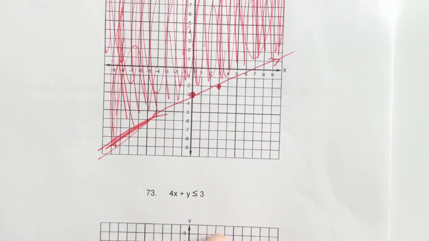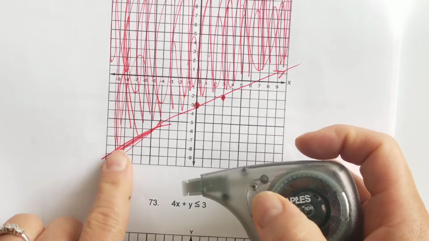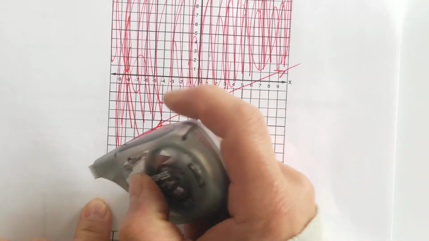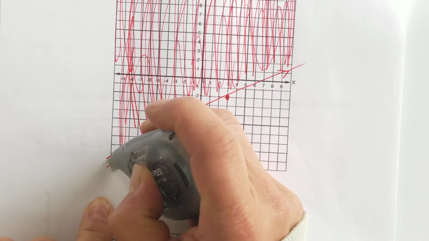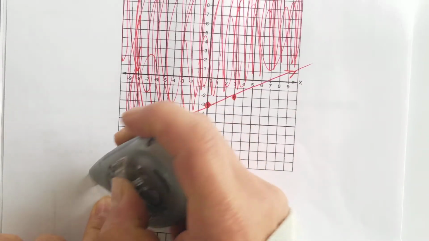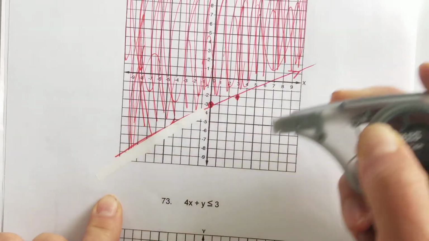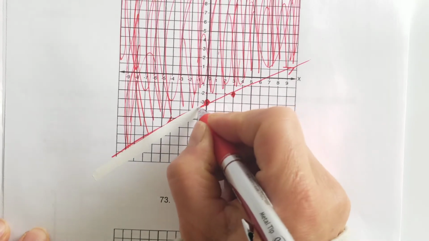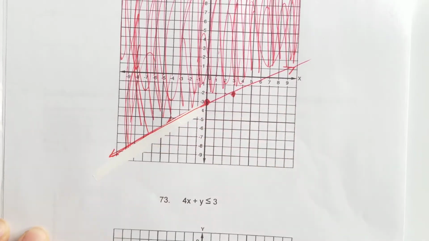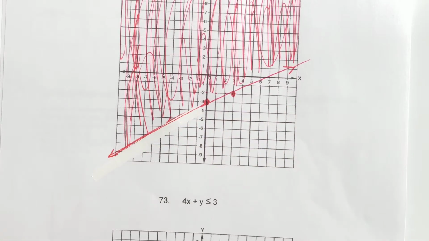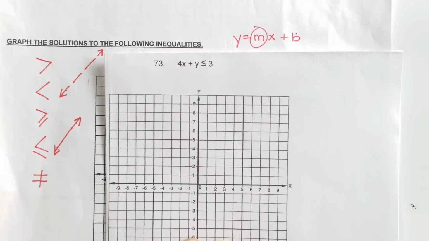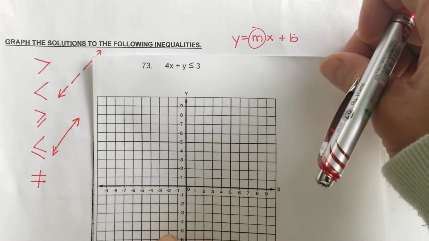I just want to go back up to number 73 really quick. I noticed that this line is kind of sloppy. So I'm going to take my whiteout and let you know that that line does continue infinitely, and it should be a little bit straighter than that. Okay, that's all. Now on to number 73.